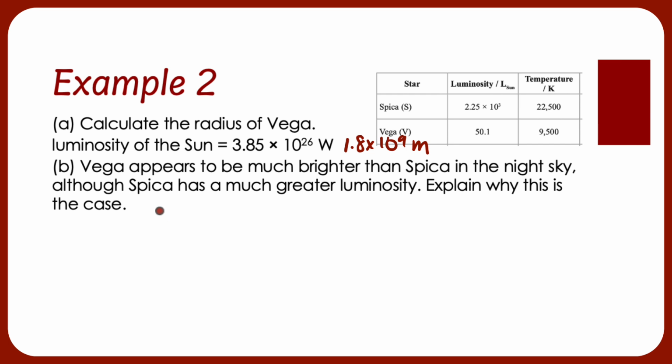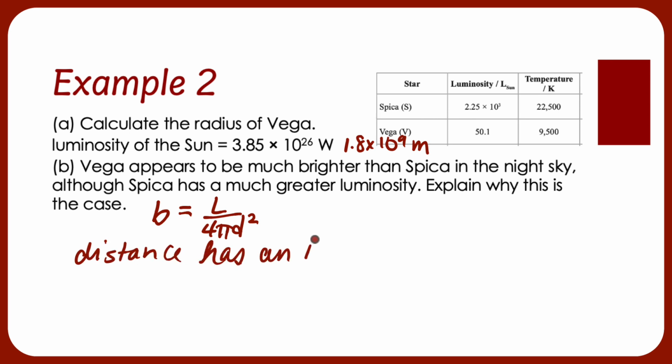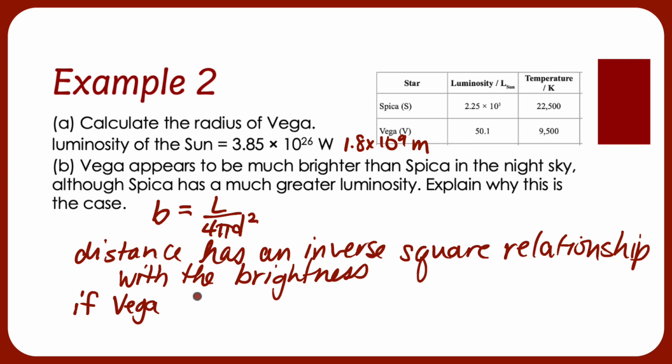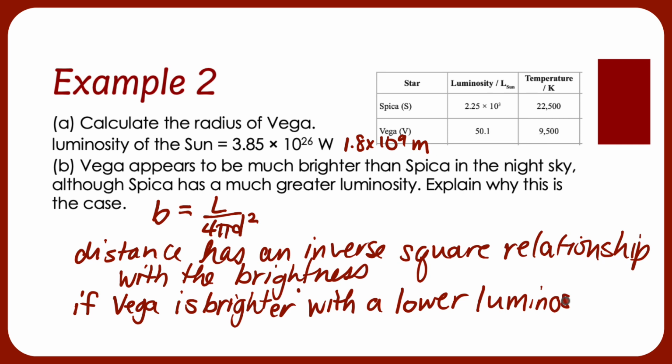Well, let's start off by writing the equation that has brightness and luminosity. Now, if Spica has a larger luminosity but a smaller brightness, the only other variable in this equation is the distance. And we can see here that the relationship between the distance and the brightness is an inverse square law. So, if Vega is brighter with a lower luminosity, it must be closer than Spica.